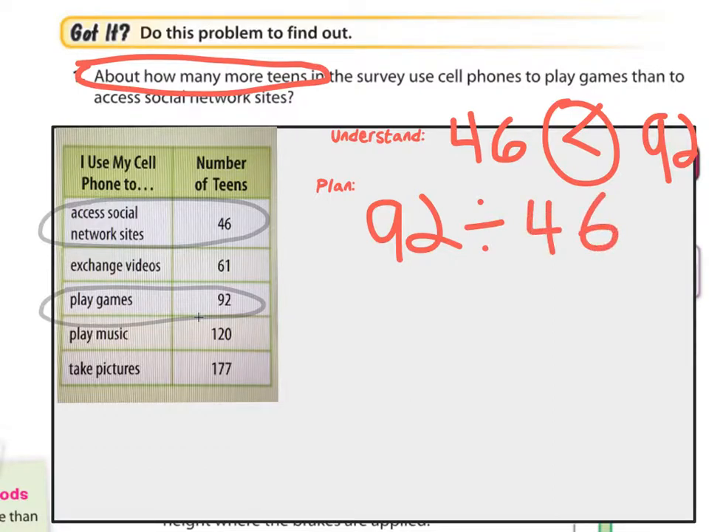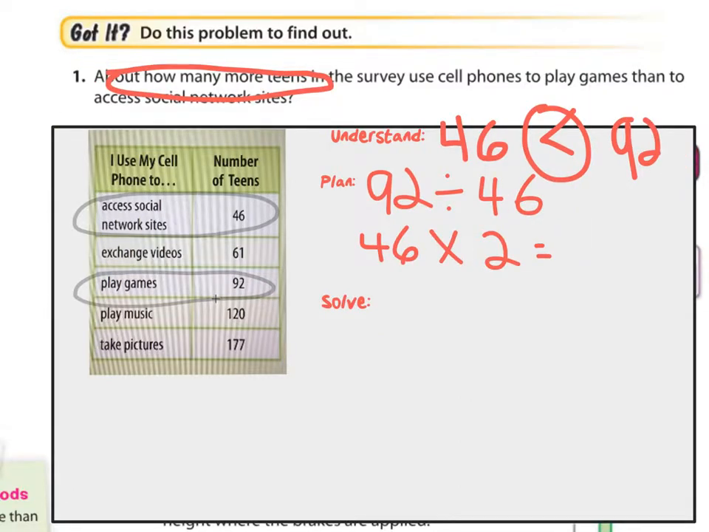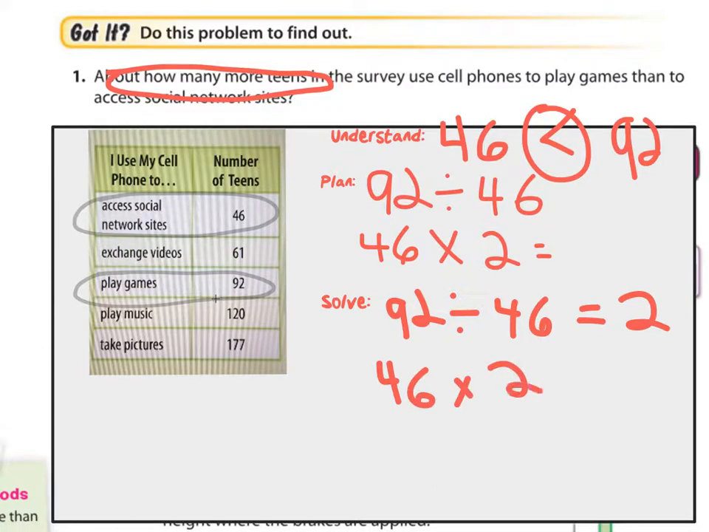Okay. The other thing I could do is take 46 and multiply it by 2 to see what I get, right? To see what I get and see if it's a close number to 92. Those could be my plans. And now we actually solve. 92 divided by 46 equals 2. Okay, or you could say 46 times 2 is 92. And there we have it. So it's exactly 2 times. And we can check, right?